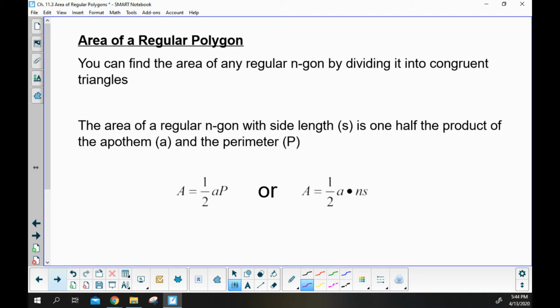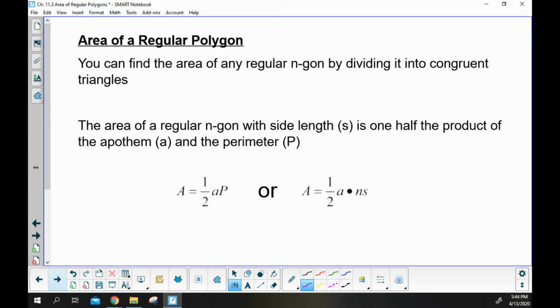Area of a regular polygon. Now the formula is fairly simple, but figuring out the parts can be tricky sometimes. You have to remember your trig and all that other stuff. You can find the area of any regular n-gon, so it doesn't matter, 3 sides, 4 sides, 5 sides, 6 sides, 20 sides, 100 sides. You can find it no matter what, as long as it's regular, by doing this formula.